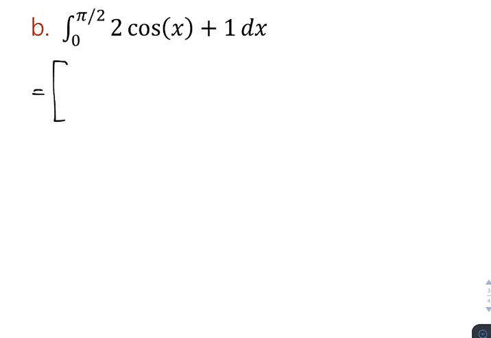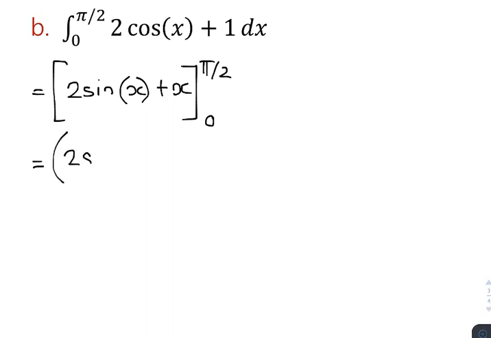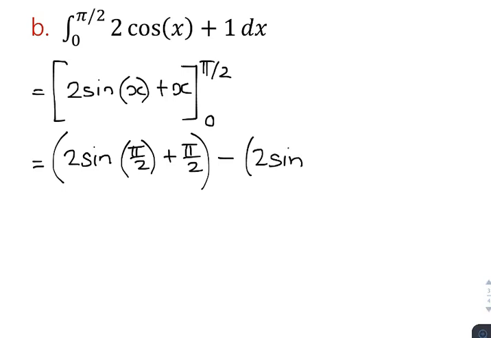Now in example B, we have the function 2 cos x plus 1 dx, integrating between 0 and pi on 2. So first step, we need to do our integration. So 2 cos x becomes 2 sine x, and then plus 1 becomes plus x. Putting in our limits, pi on 2 and 0. Substitute in pi on 2, so 2 sine pi on 2 plus pi on 2. And then also substituting in 0, so 2 sine 0 plus 0.